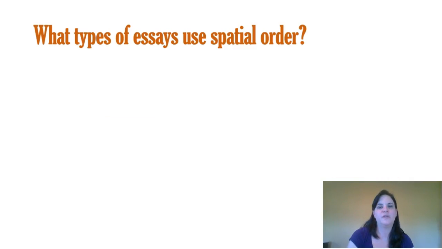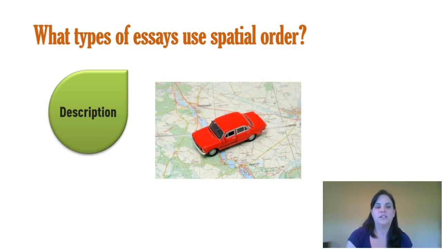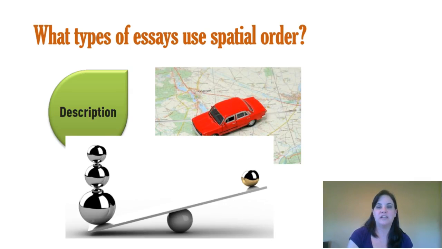So when would you use spatial order in writing an essay? Well, a descriptive essay would use spatial order if you're describing what something looks like. You would also use spatial order if you're giving directions on how to get somewhere. And you would use spatial order if you're comparing and contrasting two things.